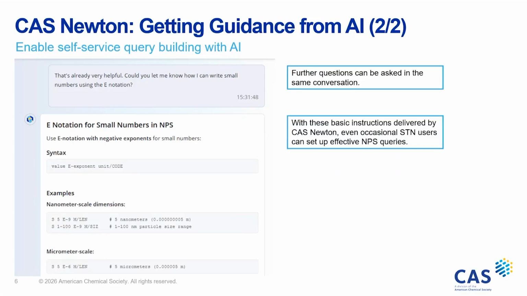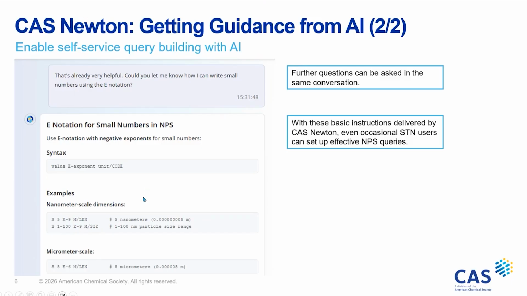Thanks for that. I have an additional question to CS Newton: I would like to know how I can write small numbers using the E notation. Again, the system knows, in terms of the training that we did, the relevant documentation and comes up with the correct syntax, telling me how the E notation can be utilized if I would like to search for 5 nanometers, for instance. I can put in nm for nanometer, certainly, but I can also search in the unit meter and put in something like 5 times 10 to the minus 9 meter, and search that in the length field. So if I would like to utilize this E notation, I can do that.